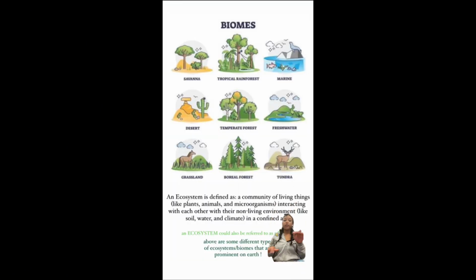This is the next slide, and it's called biomes. An ecosystem and a biome really mean the same thing. I have examples of different types of biomes: savanna, tropical rainforest, marine, desert, temperate forest, freshwater, grasslands, boreal forest, and tundra.